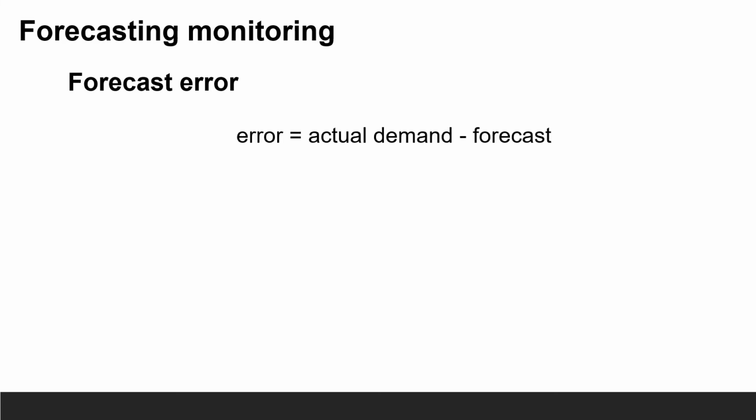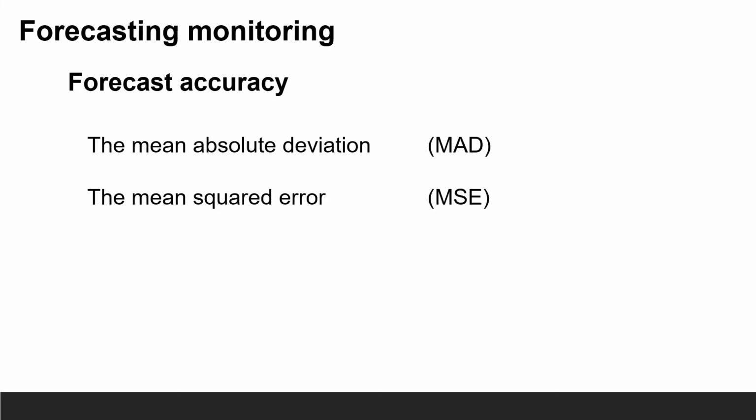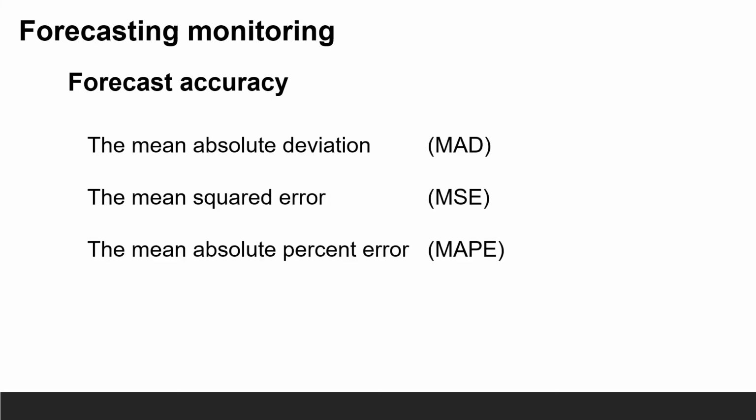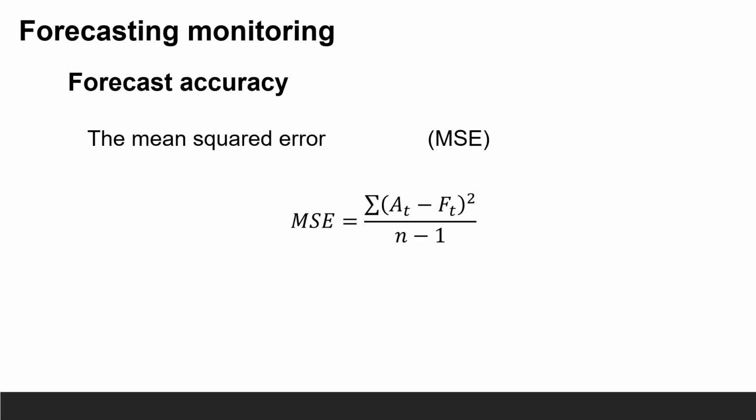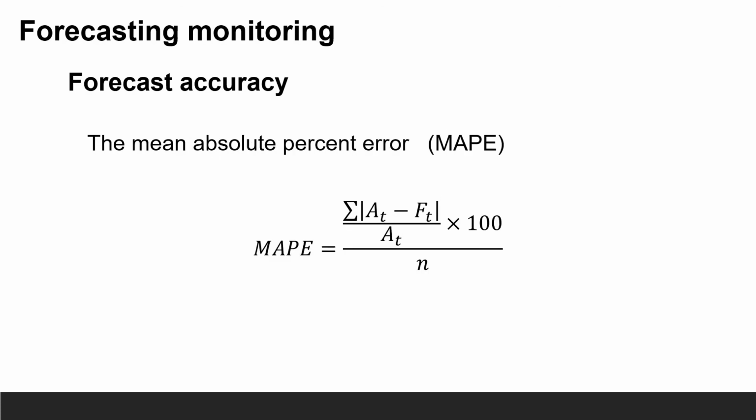As with any other variable, the forecast error equals the difference between actual demand and the forecasted one for a certain time period and can mathematically be expressed with the shown equation. There are 3 different measures for forecast accuracy. They are the mean absolute deviation or MAD, the mean squared error or MSE, and the mean absolute percent error or MAPE. MAD is the average absolute error and can be calculated using this equation, while MSE is the average of squared errors and can be calculated using the shown equation. And MAPE is the average absolute percent error and can be computed using the following equation.